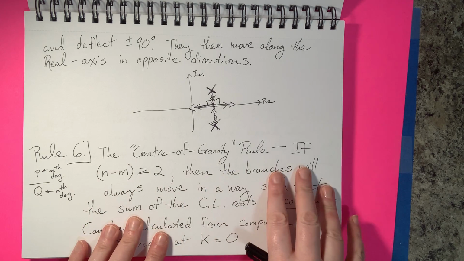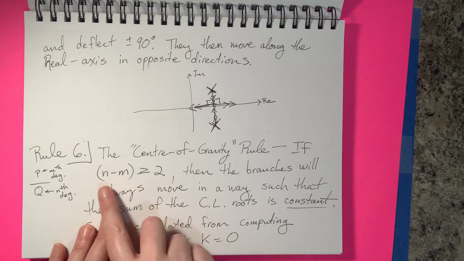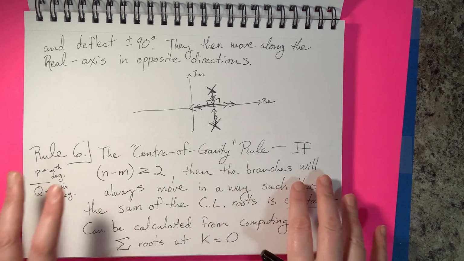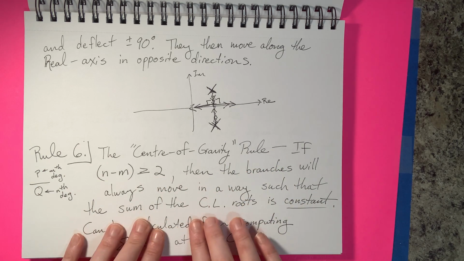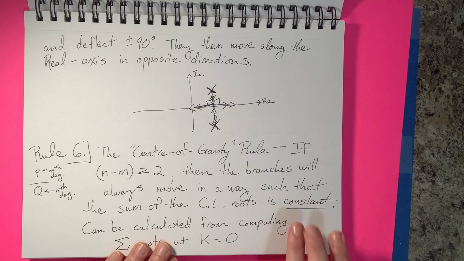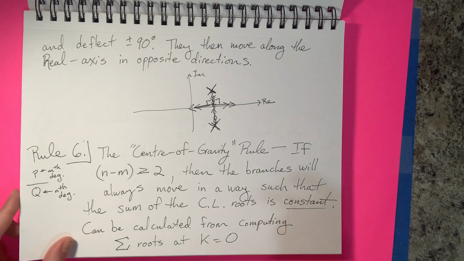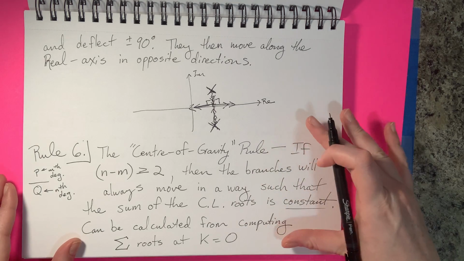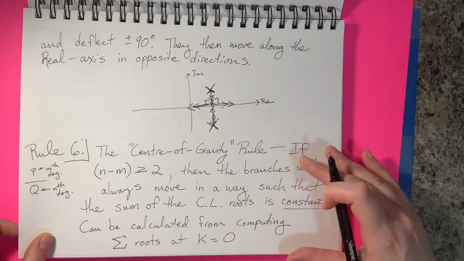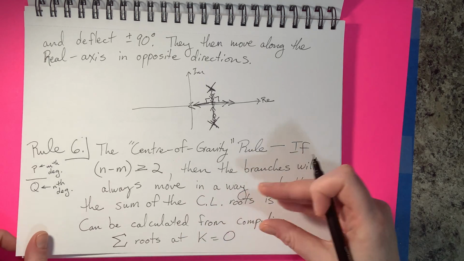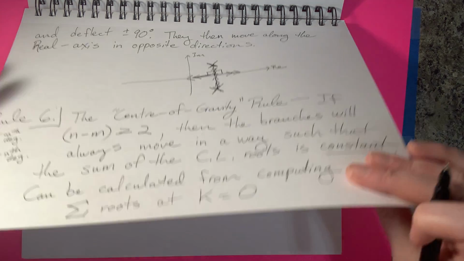And then if this does apply, if this is true, then the branches always move in such a way that the sum of the closed loop roots is a constant value. And then you can find out what that constant value is by just summing all the values of the roots when k equals 0, okay? So you can think about the summation of the root values as being a constant.